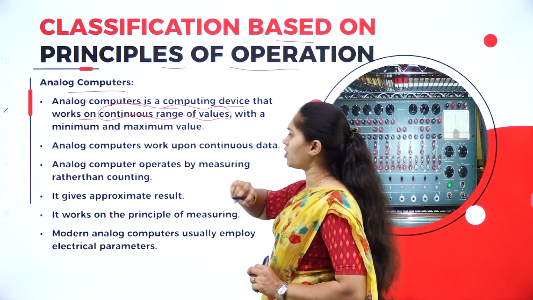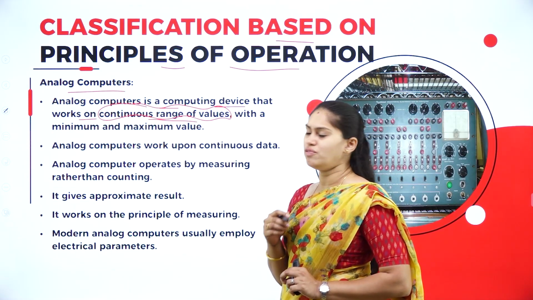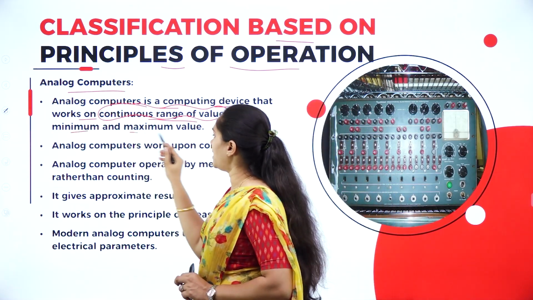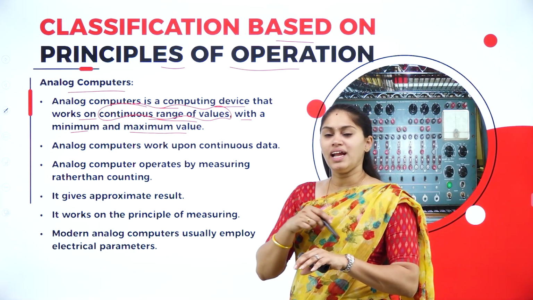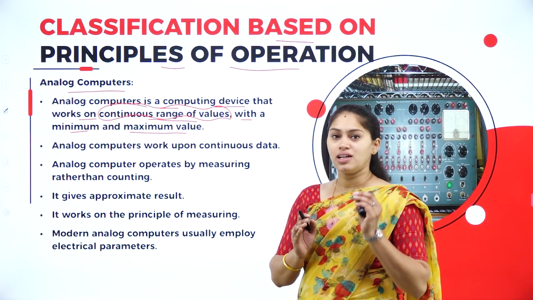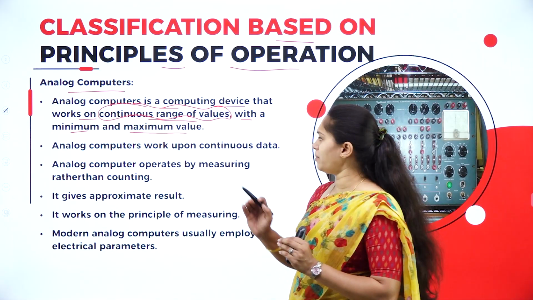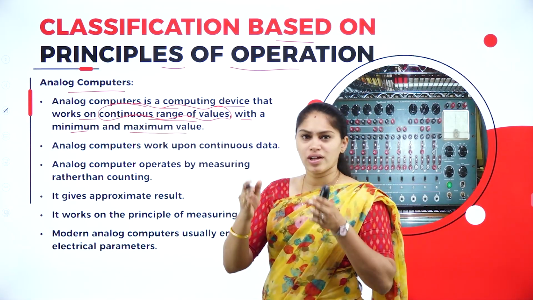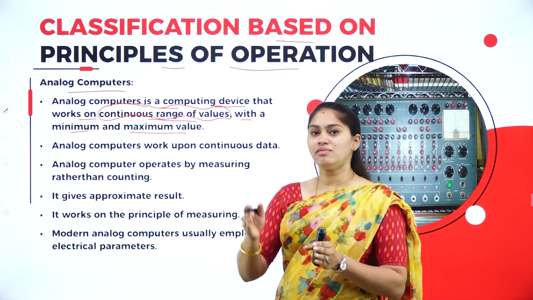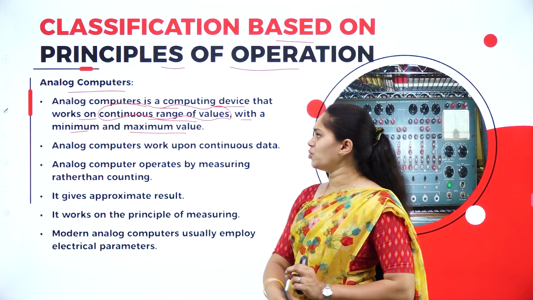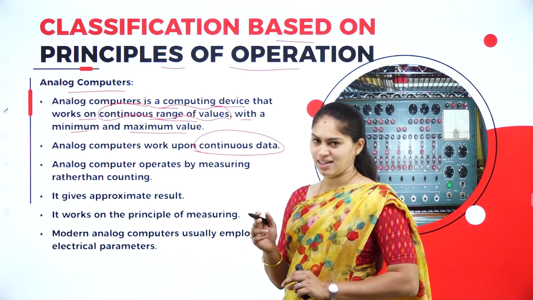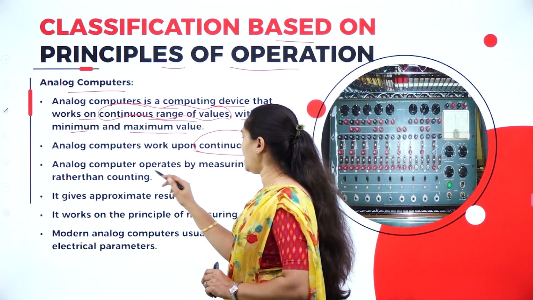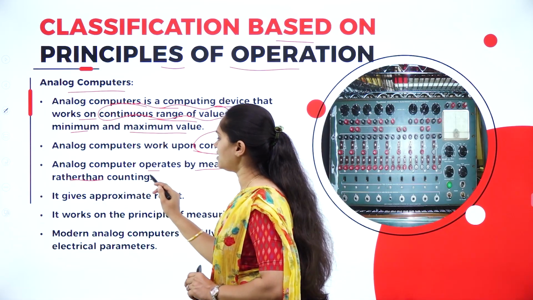It will work on the basis of a continuous range of values with a minimum and maximum value. Within that minimum and maximum value only, it will rotate or show the data or information. That value will only lie between the minimum value and the maximum value. So this analog computer mainly works upon continuous data, and it mainly operates by measuring rather than counting.